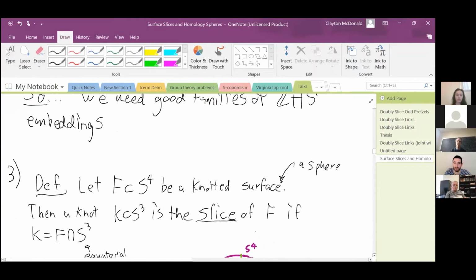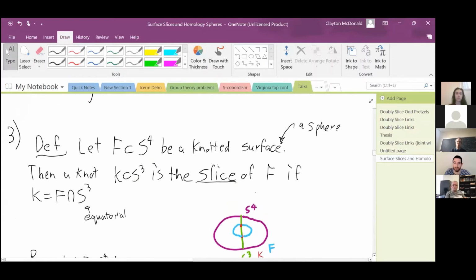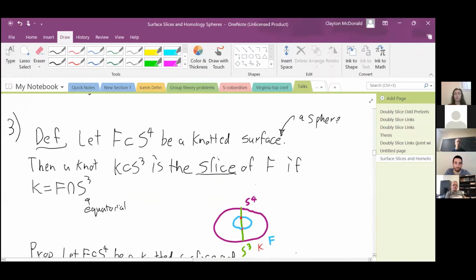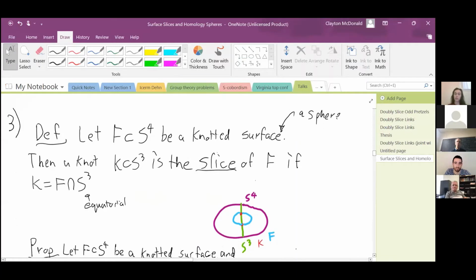So how do we get those families? First we're going to start with a definition. This is where the surface slicing comes in. Let F in S4 be a knotted surface. In this case, it'll just be a sphere; I'm just stating it generally. Then a knot in S3 is a slice of F if the knot is the intersection of F with some equatorial S3. This is roughly the schematic you should have in mind: we have the S4 in purple, we have our equatorial S3, and then we have our F, which intersects in this red K, which is our knot.